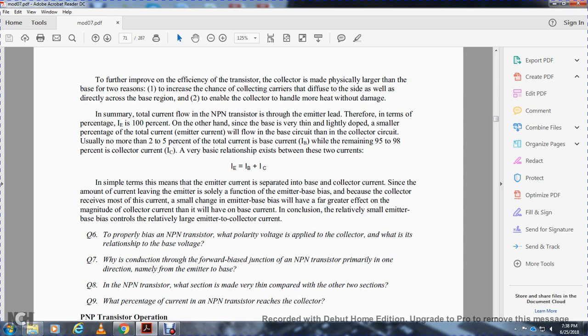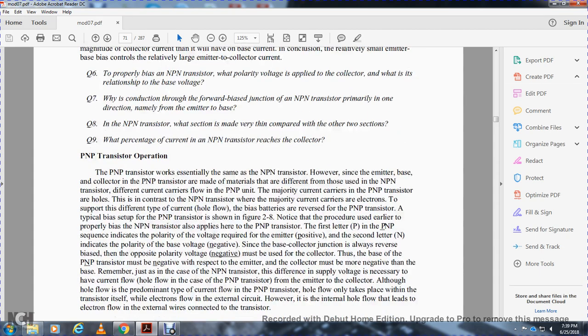In simple terms, the emitter current is equal to the base current plus the collector current. In other words, the emitter current is separated into the base and collector currents, since the amount of current leaving the emitter is solely a function of the emitter-base bias, because the collector receives most of the current. The emitter-base bias will have a far greater effect on the magnitude of the collector current than it will have on the base current. In conclusion, a relatively small emitter-base bias controls the relatively large emitter-to-collector current.